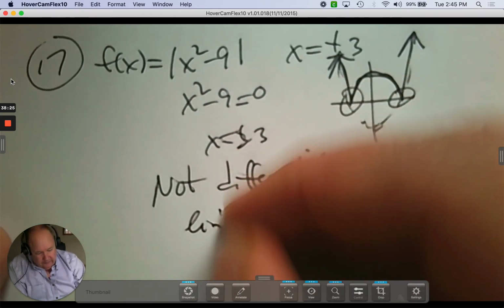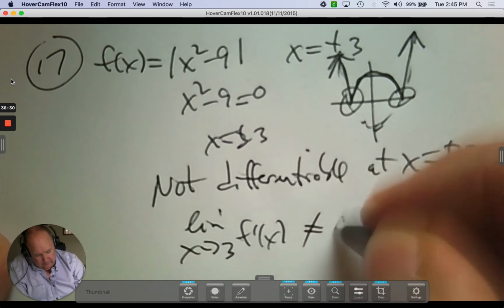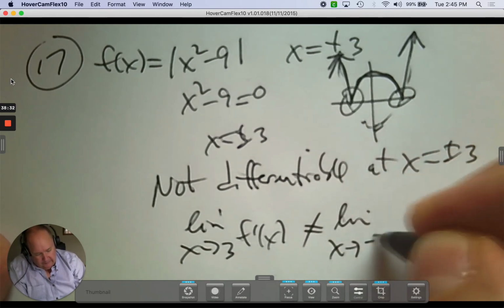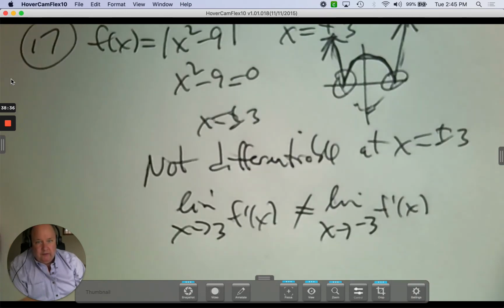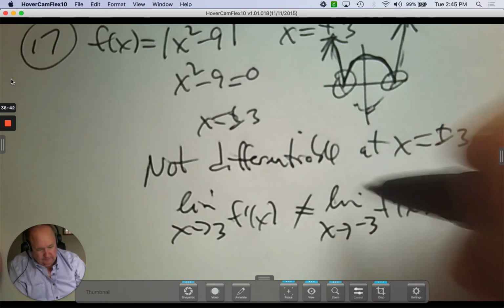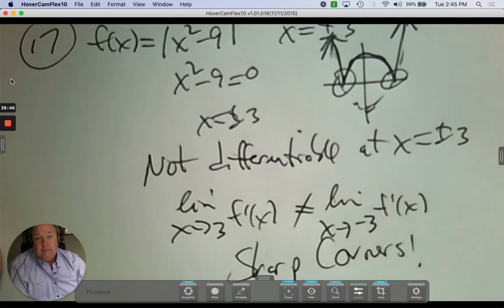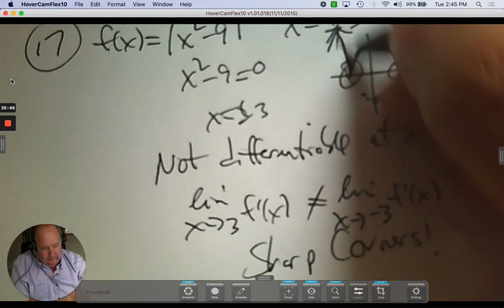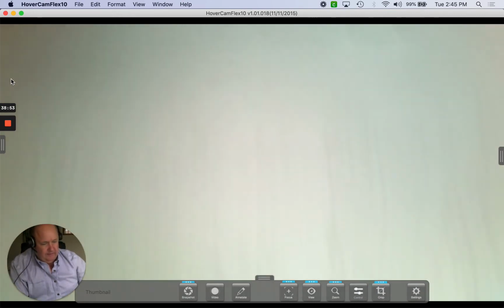And you can think of it also like a limit, where the left side does not equal the right side there. But we have sharp corners. And you can see that the left and the right don't agree. All right, number 18.